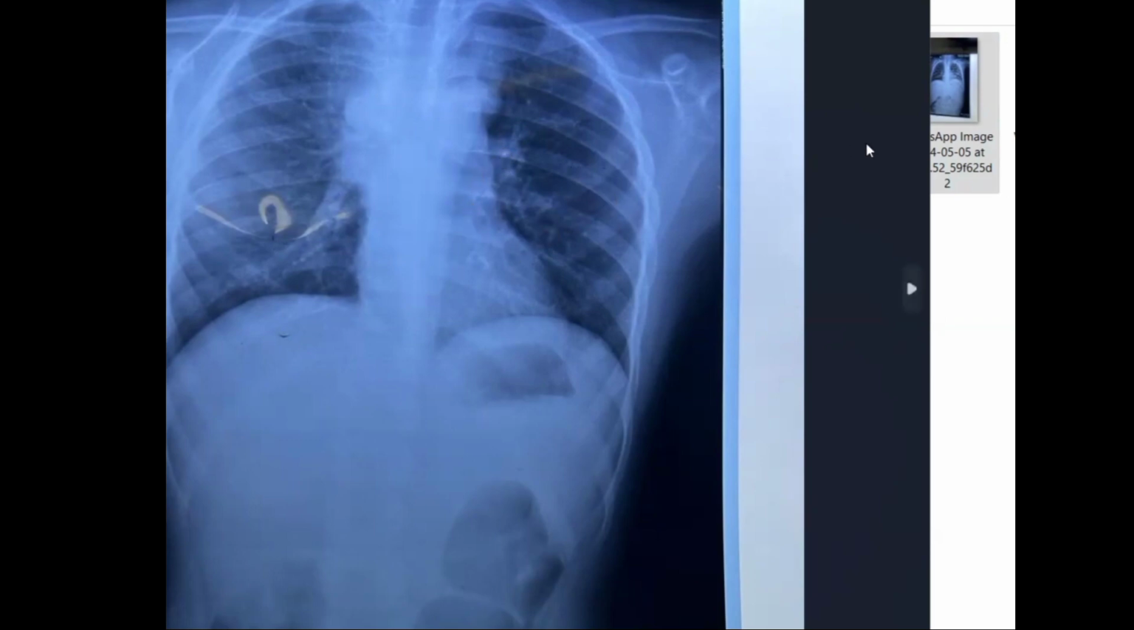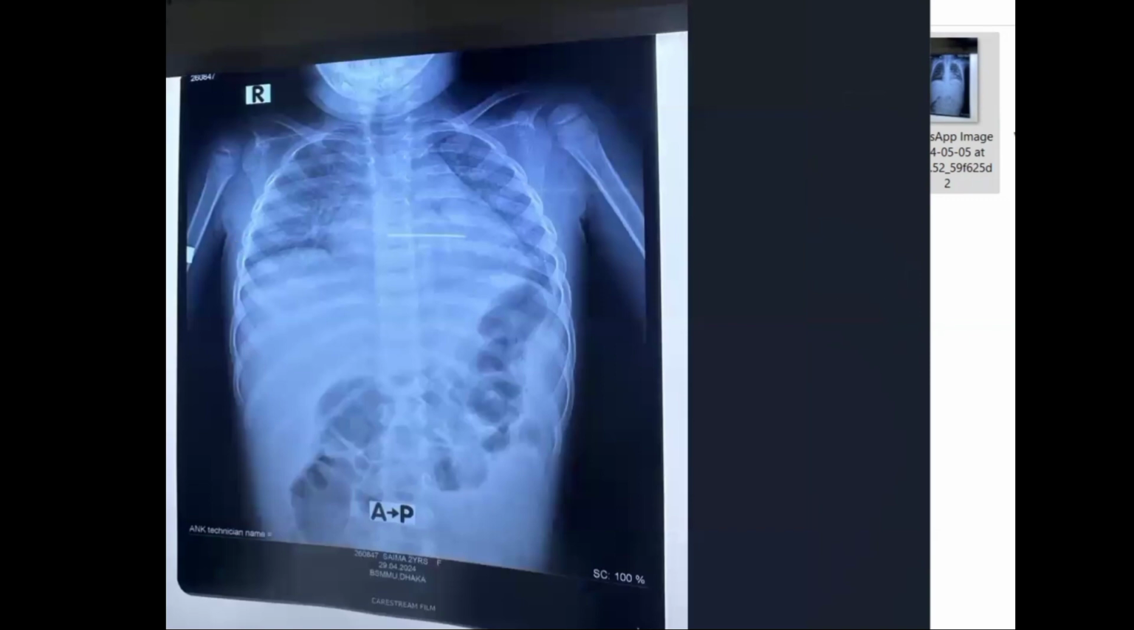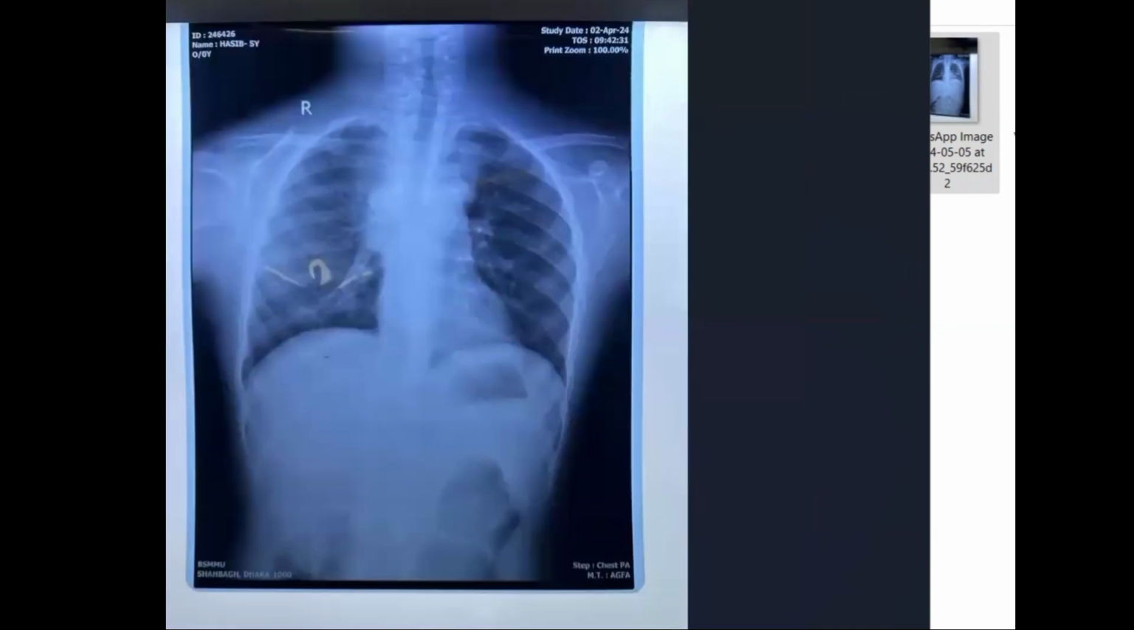The hilar lymphadenopathy, mediastinal lymphadenopathy includes lymphoma, tuberculosis, leukemia, sarcoidosis, carcinoma of the lung, those. Actually, this patient is suffering from non-Hodgkin's lymphoma.